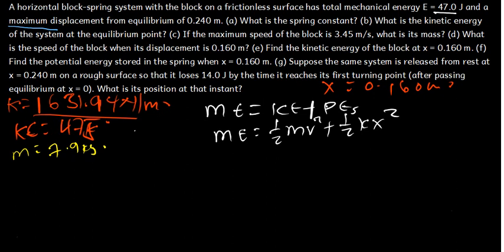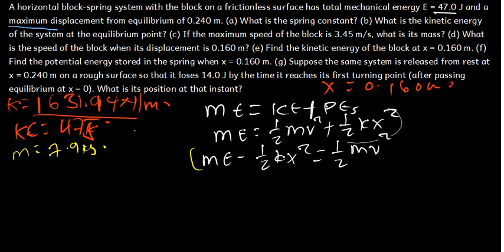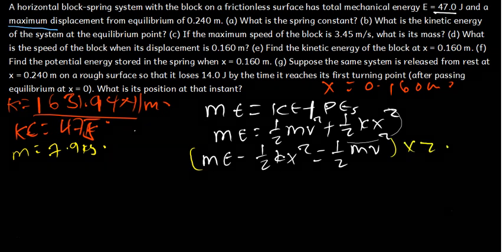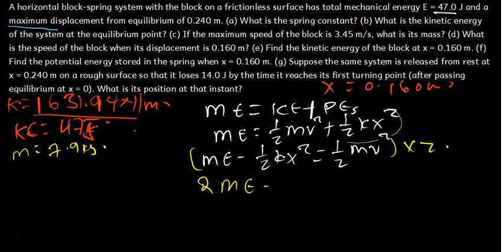Our goal is to find the velocity. I can shift this part to the other side. So the mechanical energy minus this half kx squared has to be equal to half mv squared. For me to get rid of this half, I can just do times 2 everywhere. So 2 times the mechanical energy, minus kx squared, has to be equal to mv squared.